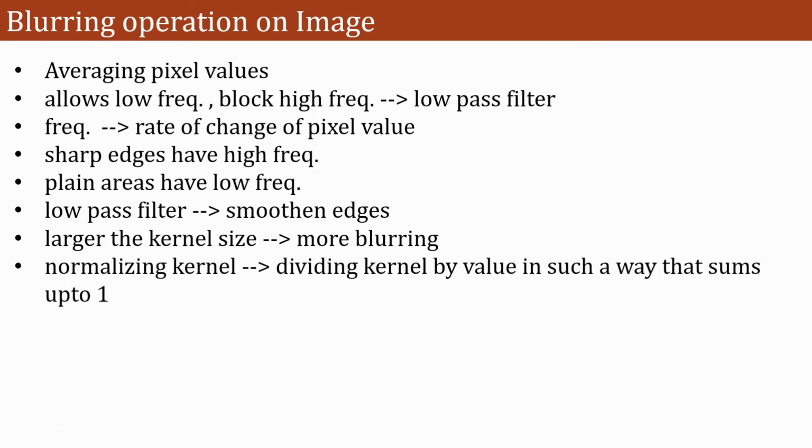Now, what is the normalizing process? When we divide the kernel values in such a way that they always sum up to 1, that process is known as normalizing. Here, there is a 3 by 3 matrix which has all the values 1. If you sum up, you will get 9. But we have to divide the kernel in such a way that it sums to 1, so we divide the entire matrix by 9. And if we take a 4 by 4 matrix, then to get the sum of 1, we have to divide it by 16, and so on.